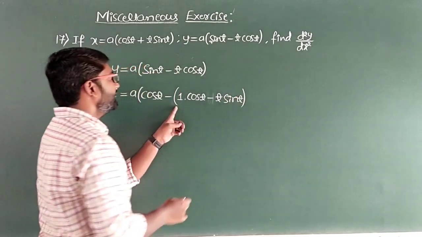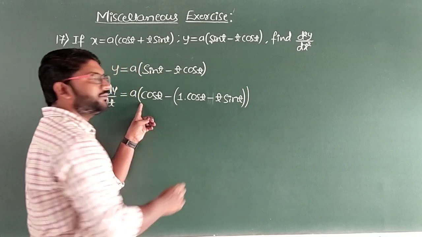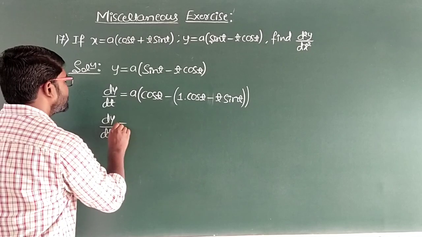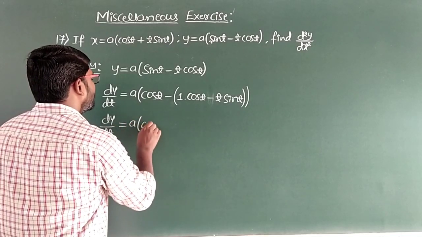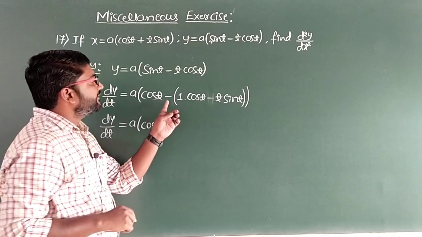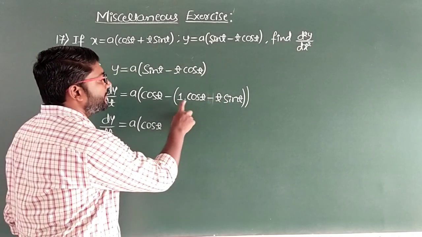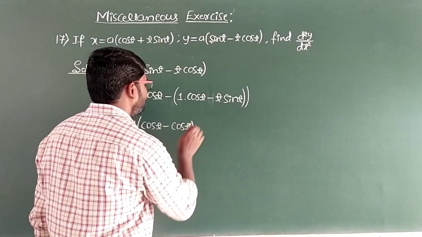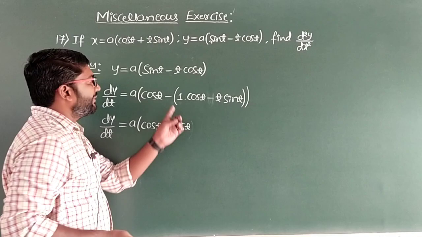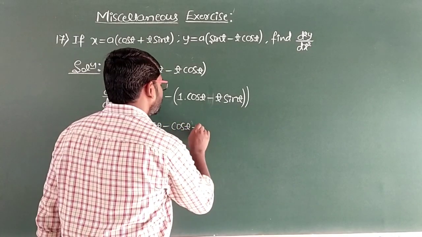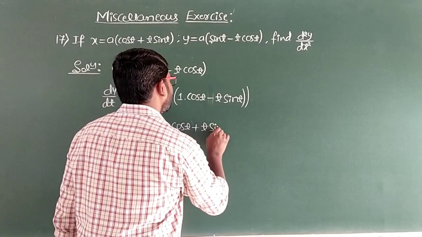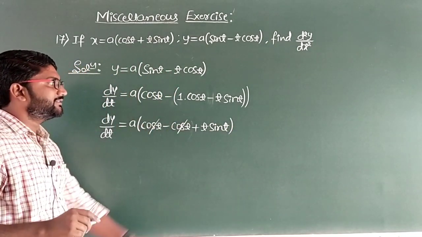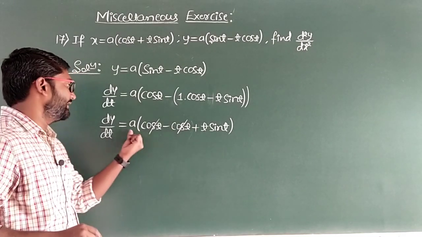So close this bracket, and we have one more bracket that we also need to close. So dy by dt is equal to, I write it as it is, cos t, then multiply this minus with these two terms. 1 into cos t will be cos t, and we have the minus sign. We get minus cos t, then minus cos t, then minus into minus will be plus t sin t. So plus cos t minus cos t get cancelled. We have only t sin t, and here it is a.